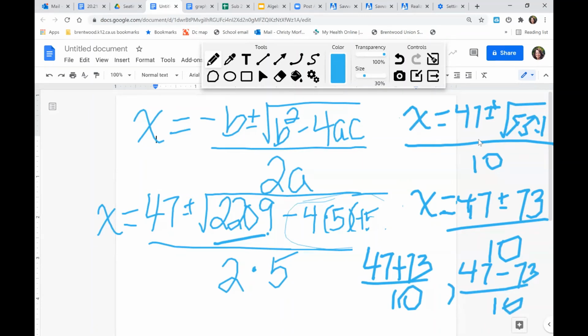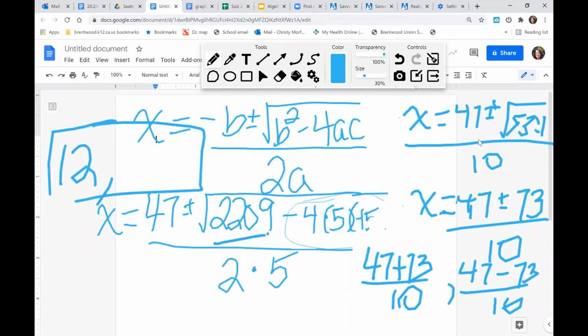So 47 plus 73 is 120, and 120 divided by 10 is 12. I'm going to put my answer in a big box here. And then 47 minus 73, I don't know. Let me just check real quick. 47 minus 73 is negative 26. So negative 26 divided by 10 would be negative 2.6. So there are your two answers in the upper left corner in a box. My two answers would be 12 and negative 2.6.